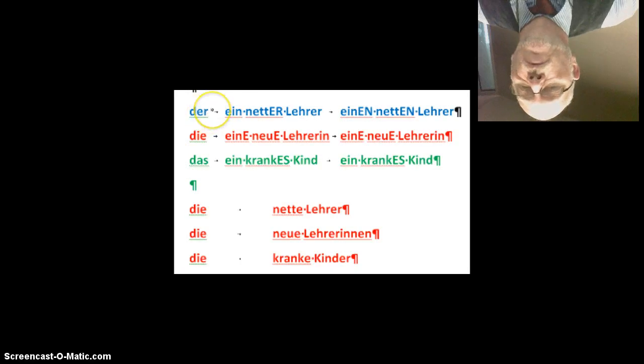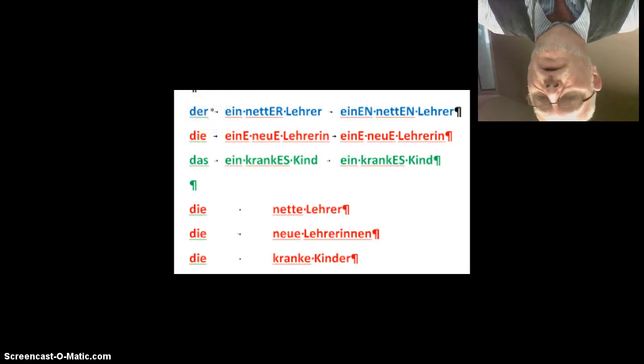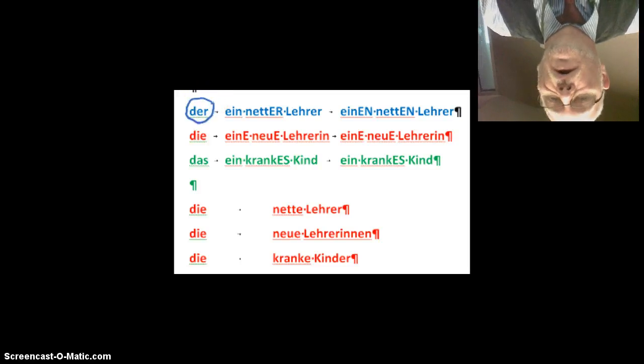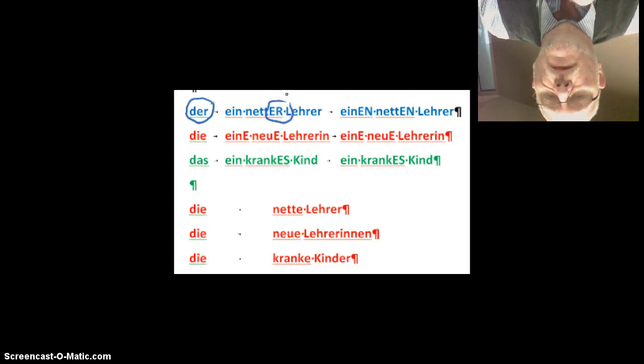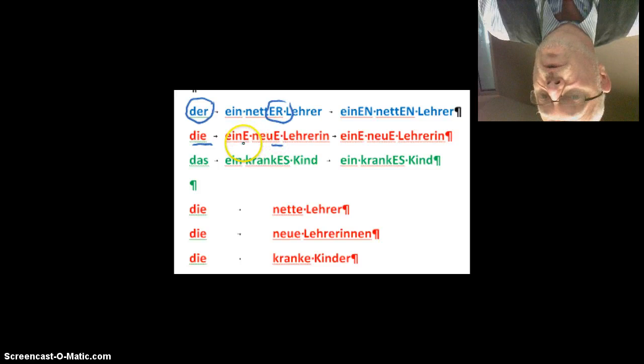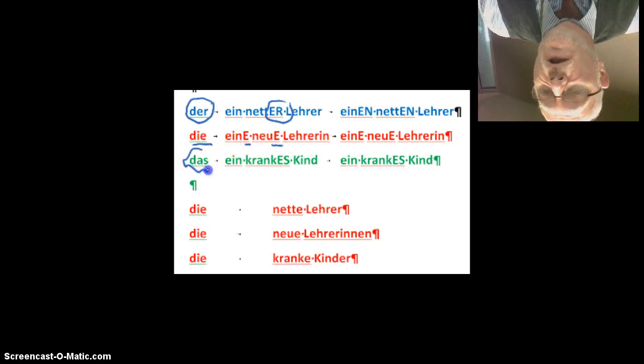So, when we look at a der noun, I'm just circling it, the der noun here, we see that you add an er to the adjective. Okay? With a die noun, you add an e to the adjective and also to the ein. With a das noun, you simply add an es to the adjective and nothing to the ein.